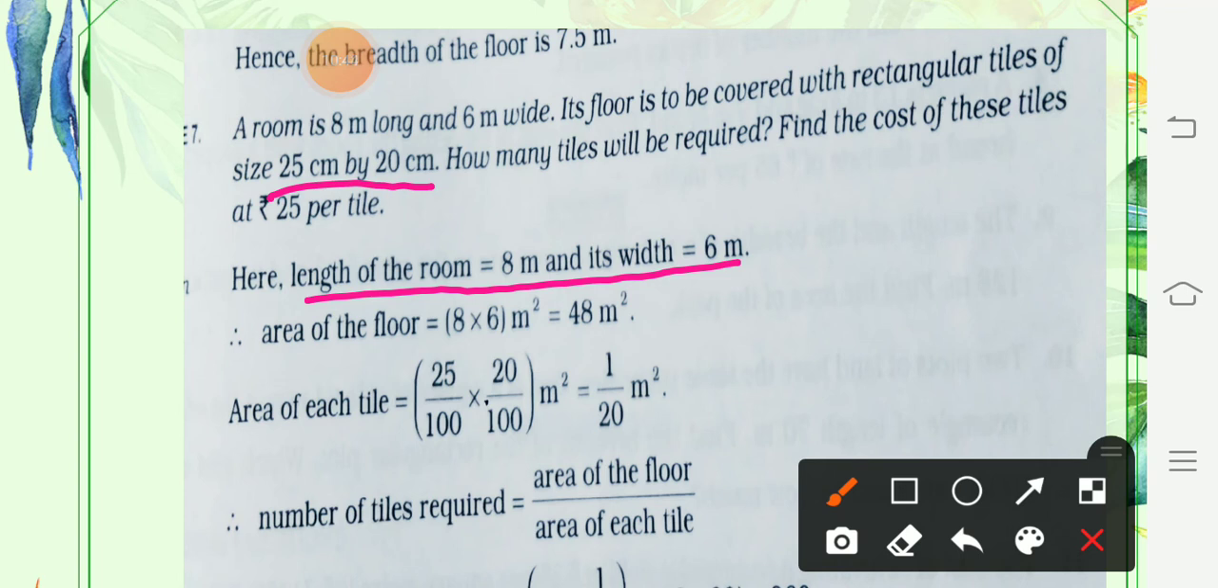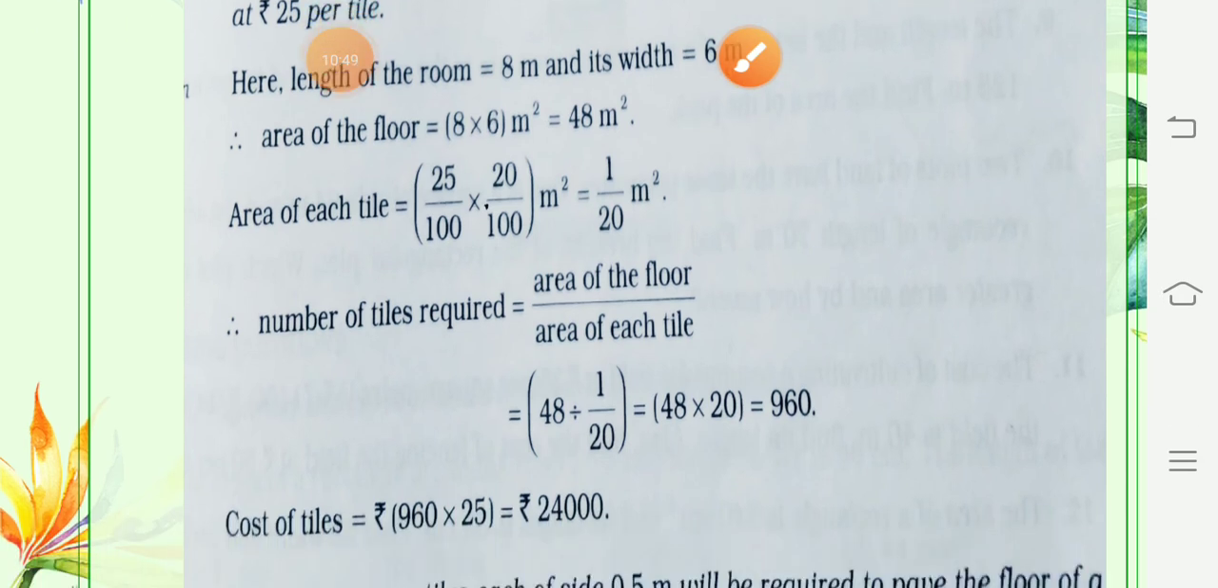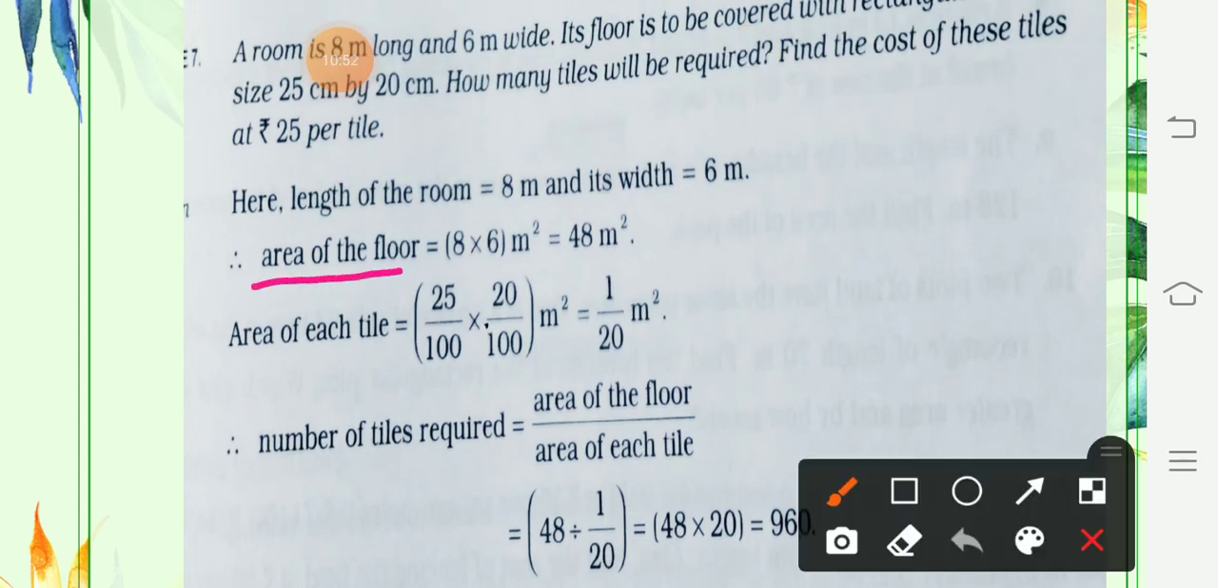So students, you are observing here area of floor is equal to length into breadth, 8 into 6, which is 48 meters square. We have converted into meter only. Now area of each tile size is 25 centimeter by 20 centimeter. So 100 centimeters make 1 meter. So 25 centimeter divided by 100 into 20 divided by 100, we have converted into meter. So area of each tile is 1 upon 20 meter square. Right, now I have told you the formula.